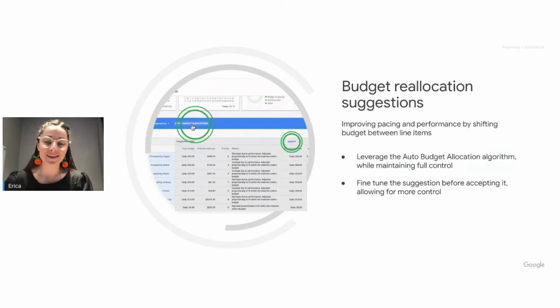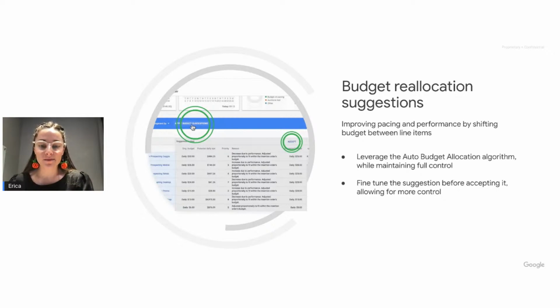And I wish we had something like this available in my media coordinator days when we were doing lots of manual reporting to identify areas of budget shifts. But this basically gives you a sense of where you can shift budget between line items based on what's performing well so you can get the most efficient reach within this overall IO.